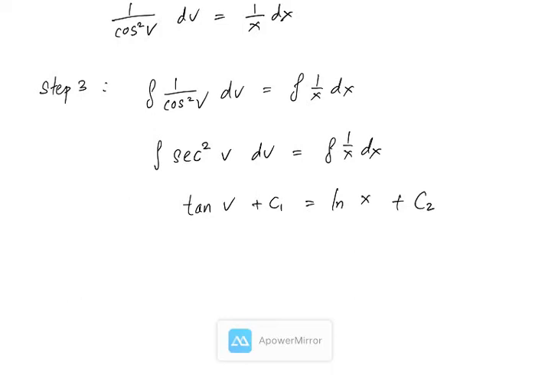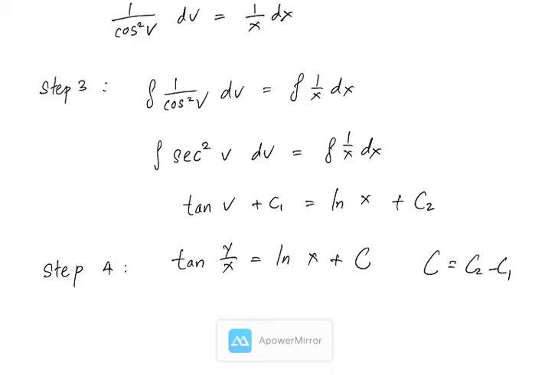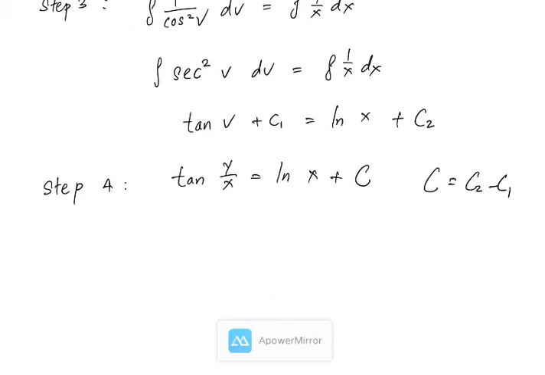Next, we can substitute back v equal to y over x. So we get tangent y over x equal to ln x plus c, in which c is equal to c2 minus c1. Okay, that's all for this question, and we move to the second question.